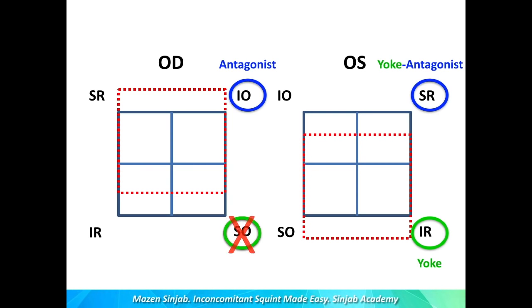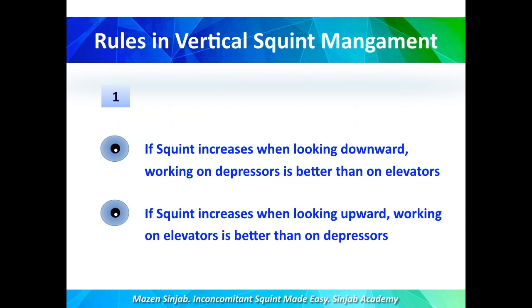Of course, it is not recommended to work on the superior oblique because this may lead to iatrogenic Brown syndrome. So let's go through the rules in order to choose the best muscle to be operated on. Rule number 1, if squint increases when looking downward, working on depressors is better than on elevators, and vice versa.